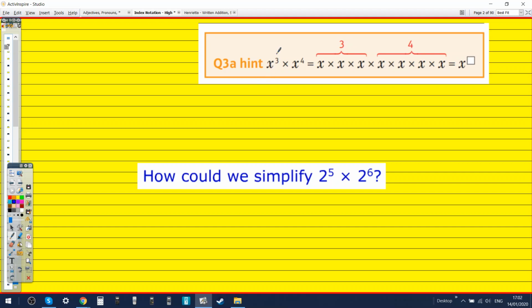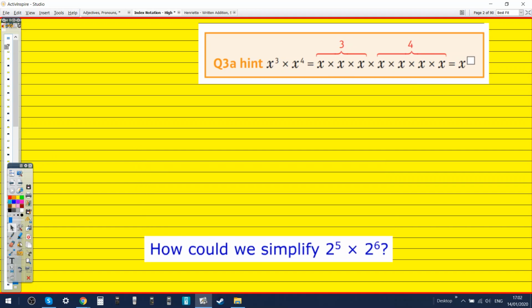So you have to do this question up here. X to the power of 3 times x to the power of 4. So that means x times itself 3 times, x times itself 4 times. Any idea what the answer will be? Or how many x's are there in total? x to the 7. Yeah, that's x to the power 7.